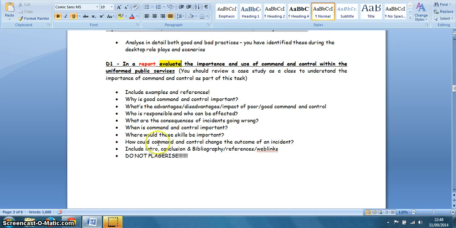So use as many examples again for that, and use some links and references, or even quotes from the websites. So how could command and control change the outcome of an incident? This is where you want to use all the knowledge in terms of good command and control: how it can save people's lives, make the teamwork more effective, do it cost effectively, and make the service look good. But on the flip side, what happens if there's poor command and control? Someone loses a life or you can't rescue them, you damage some equipment, you cause a lot of damage, somebody gets injured.